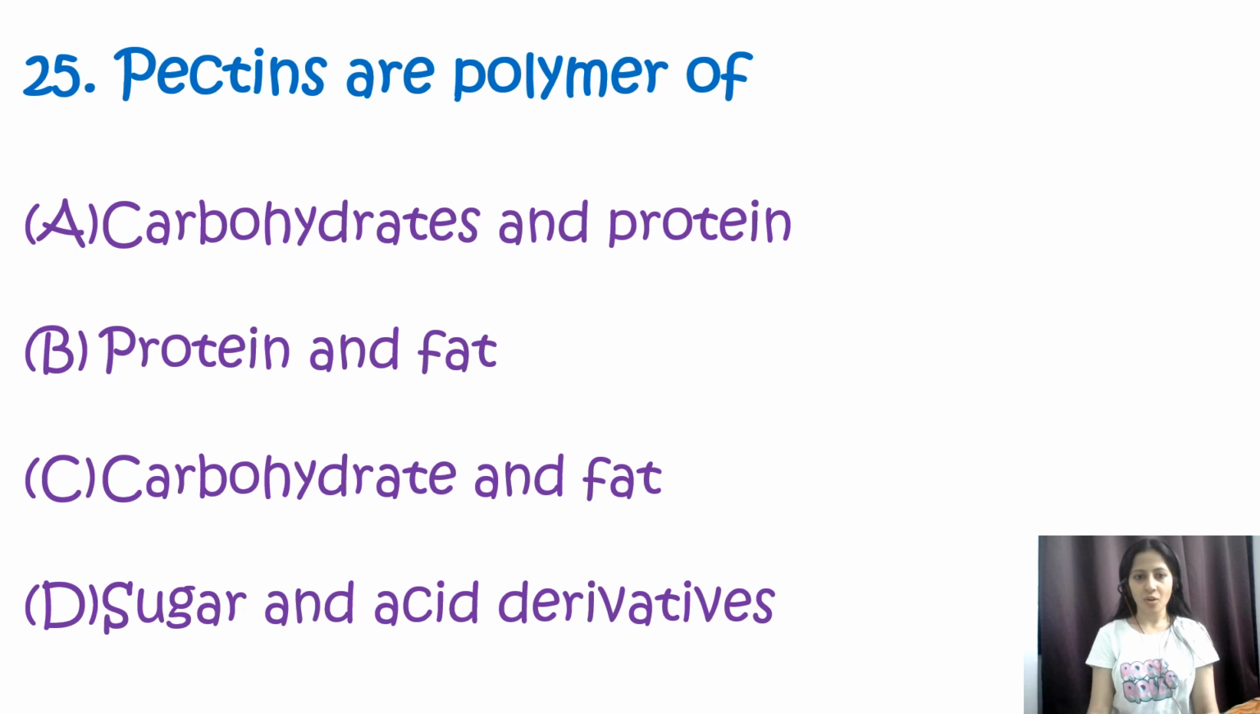Pectins are polymers of, so options are carbohydrates and proteins, proteins and fat, carbohydrates and fats, sugar and acid derivatives. I want you all to comment down the correct option for this question in the comment box.